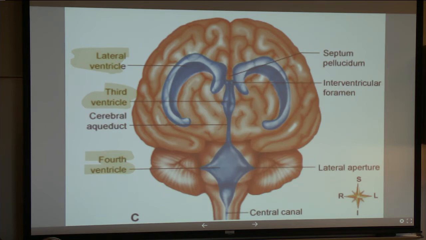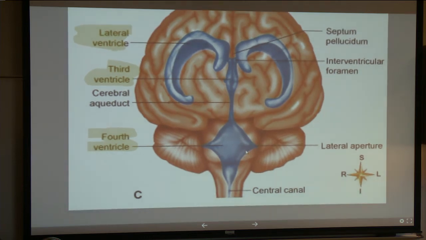Okay. And then we have lateral aperture and central canal, okay, which is going to allow us to have access, lateral aperture to the subarachnoid space and central canal right down the middle of the spinal cord.